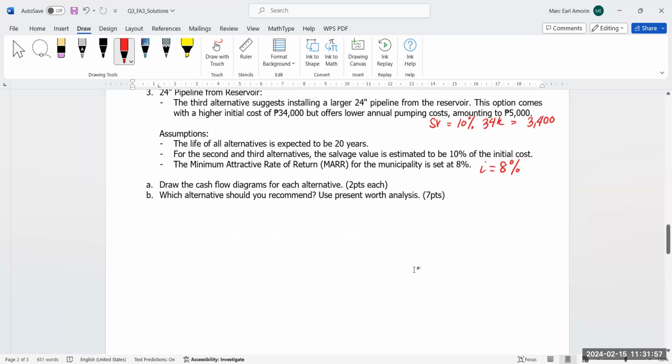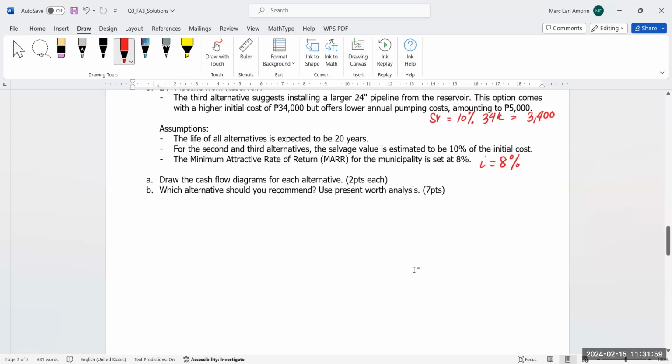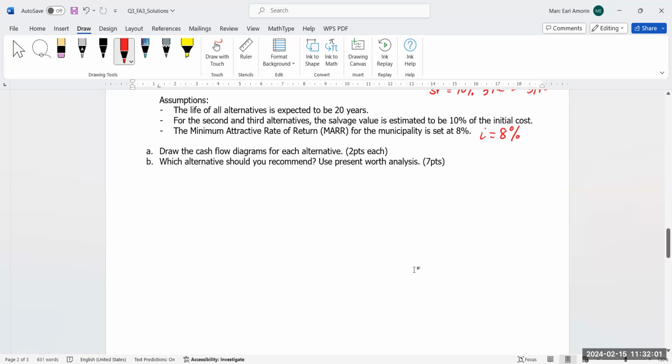So the first instruction here is draw the cash flow diagrams for each alternative. Okay, so let's start with A1 for alternative 1. So this is the deep well. So we are looking at it from 20 years time. Okay, so the cash flow diagram will be quite long, so let's just cut it short. Okay, so from year 0 up to year 20.